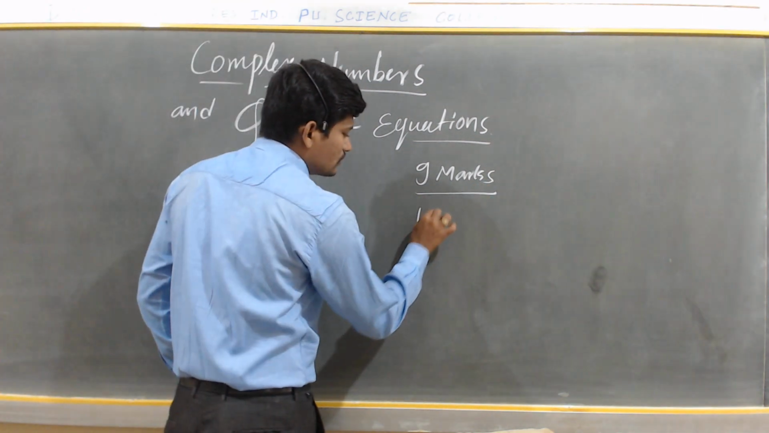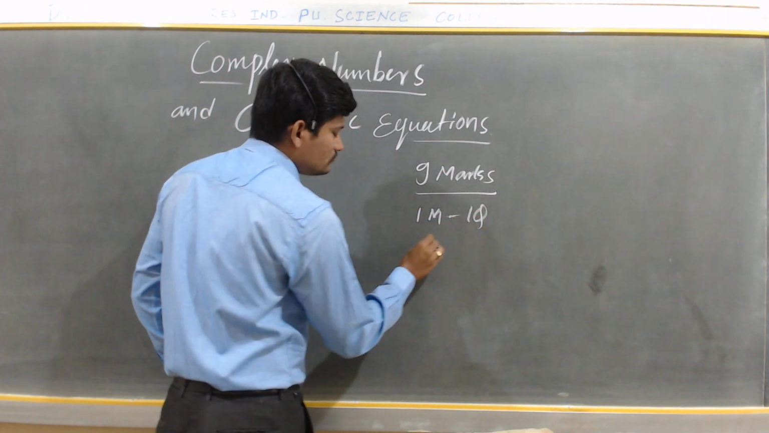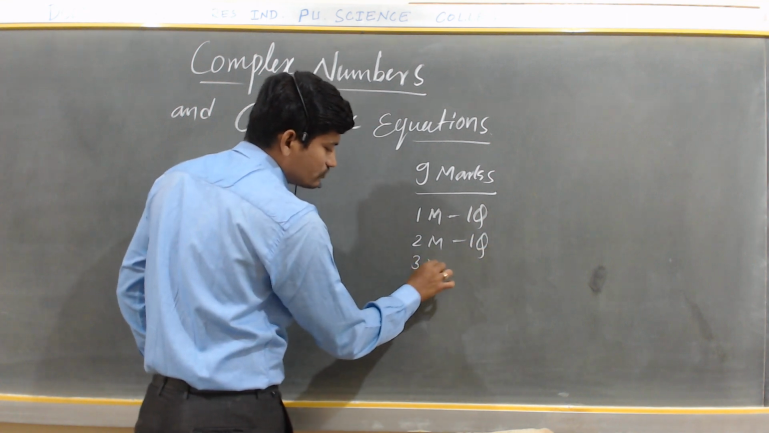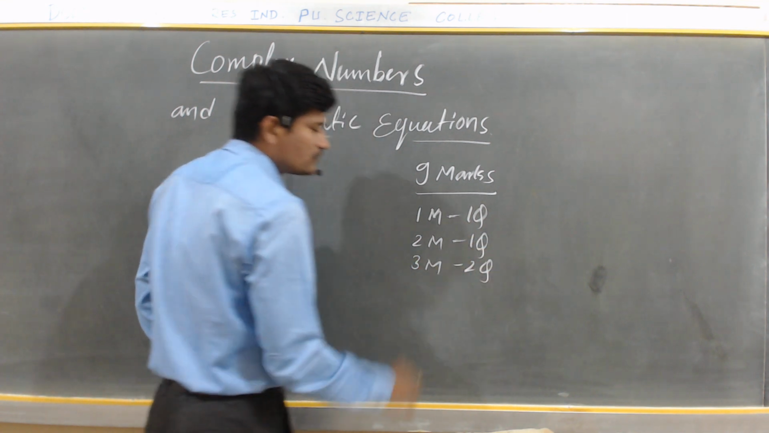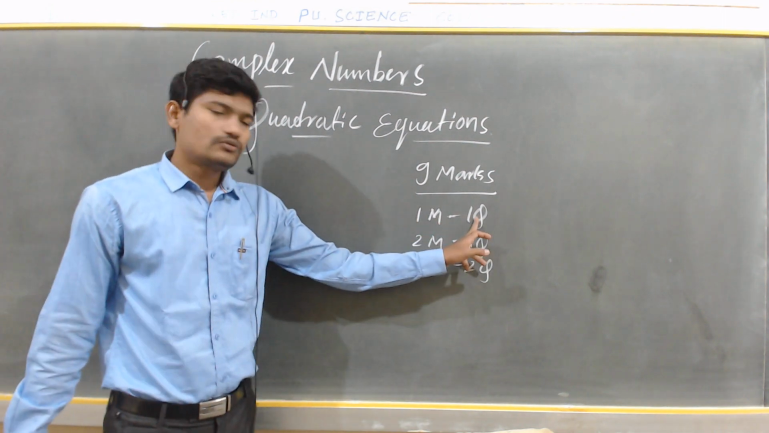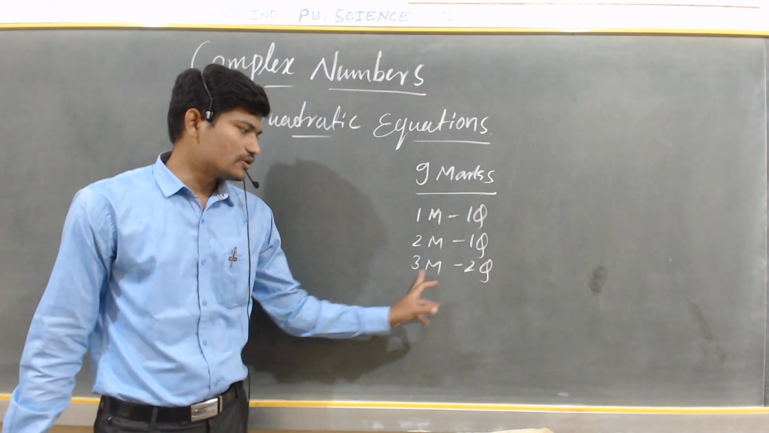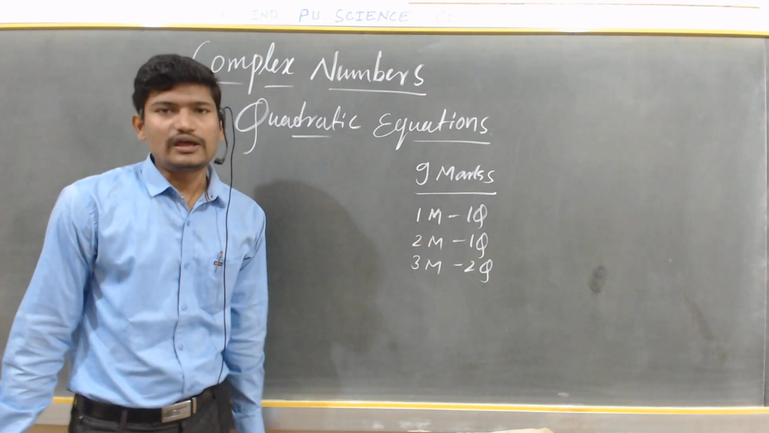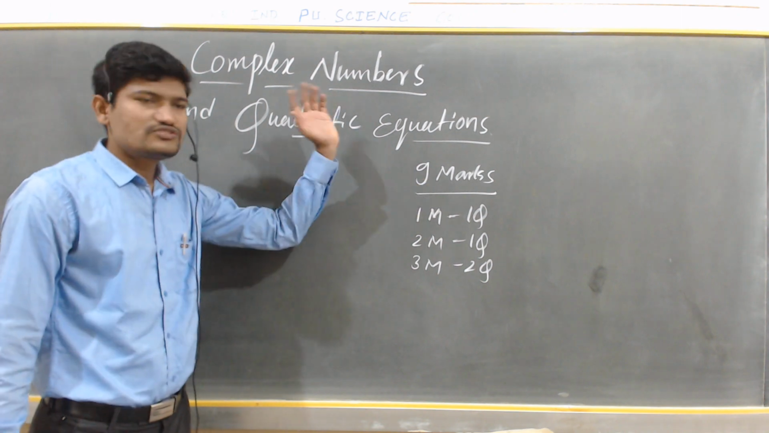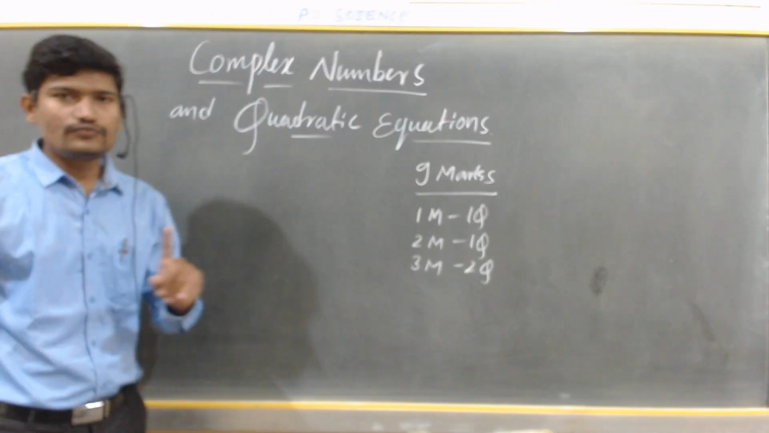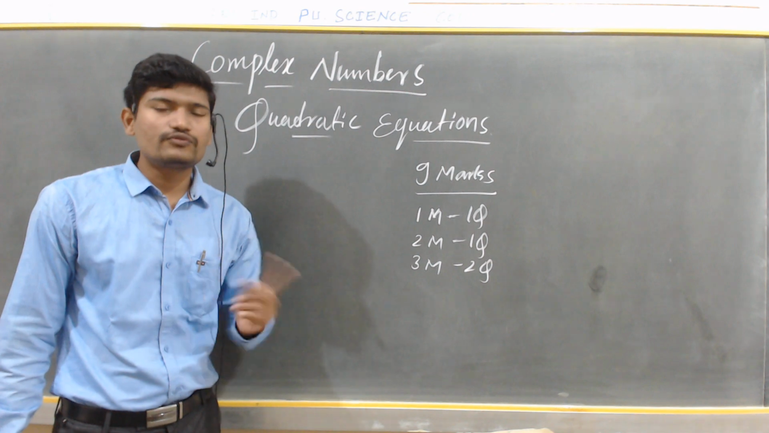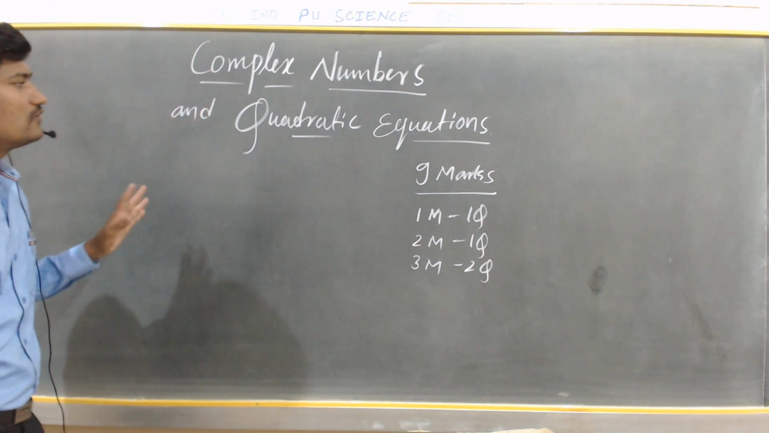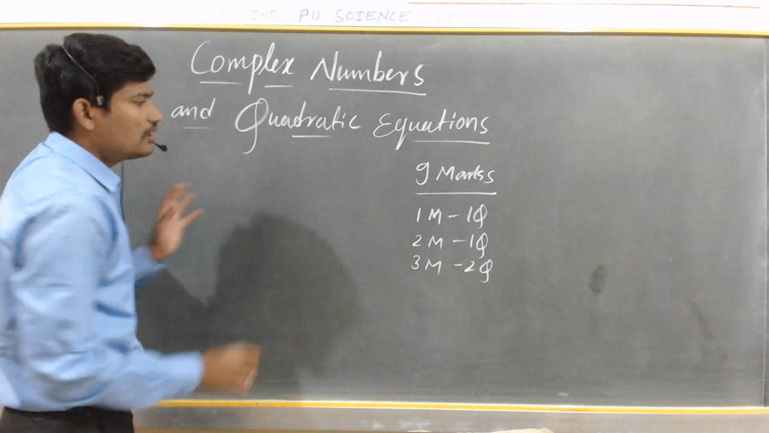1 mark contains one question, 2 marks contains one question, and 3 marks will contain two questions. So 1 plus 2 plus 3 plus 3 means 9 marks in total. So in this chapter there is no 5 marks, no 6 marks, and no 4 marks question, only 1 mark, 2 marks, and 3 marks. Okay? Right. So this is the annual examination point of view I discussed.